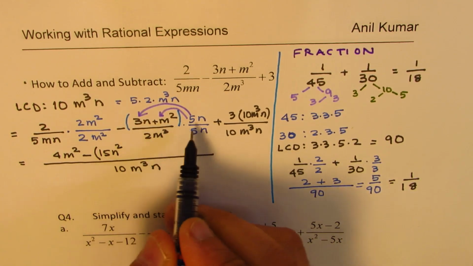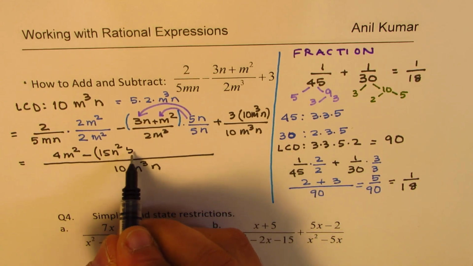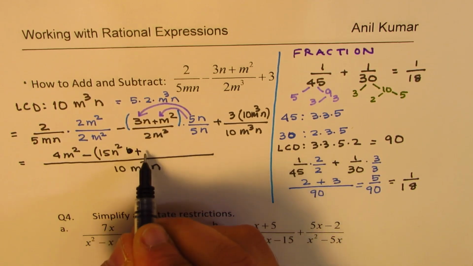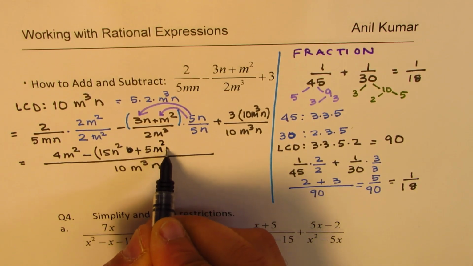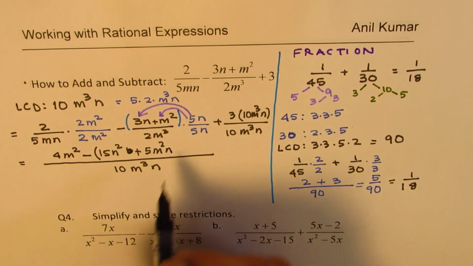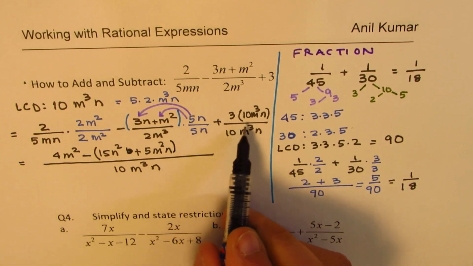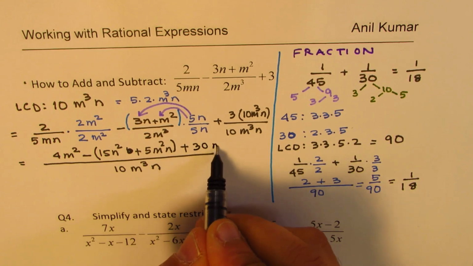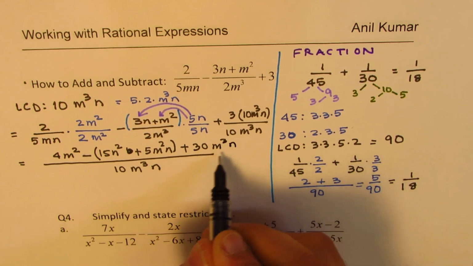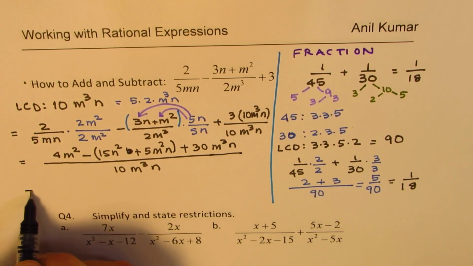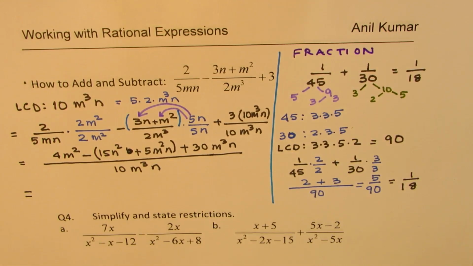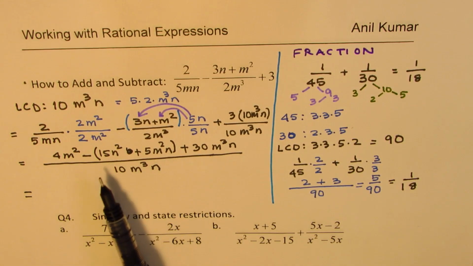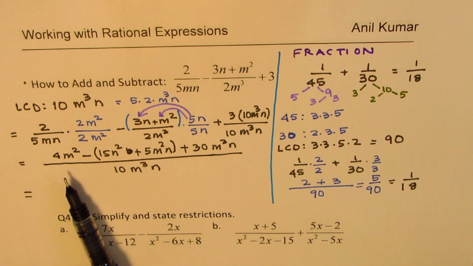When you multiply this, it becomes 5. I'm sorry, let me write plus first. It becomes 5. We write numbers first, right? We can write m square n. So that is what it will be. And close the bracket. Now the next term for us is 3 times all this. So it becomes 30 m cube n. Perfect. At this stage, we have to look for common terms if we have any to combine.